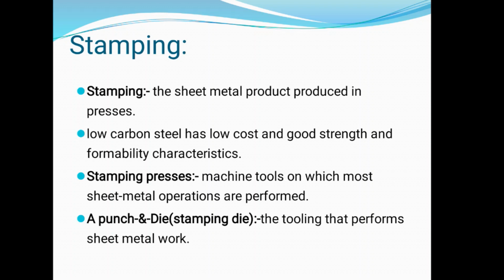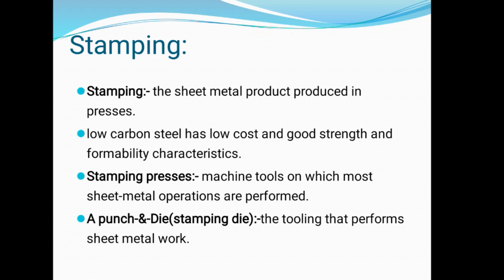Then stamping. It is a product produced by the presses used for sheet metal working. Low carbon steel has low cost and good strength and formability characteristics. The low carbon steel has very good strength and formability, that means the capability of forming. Then stamping presses.